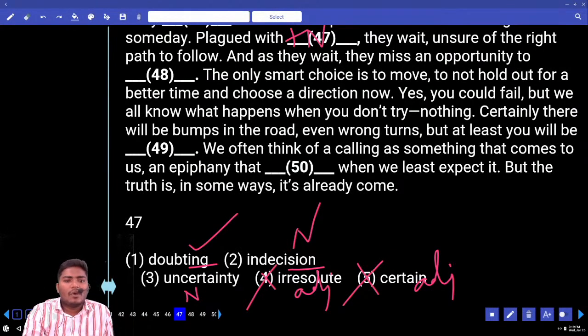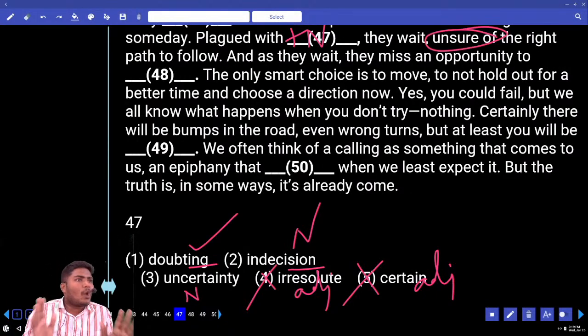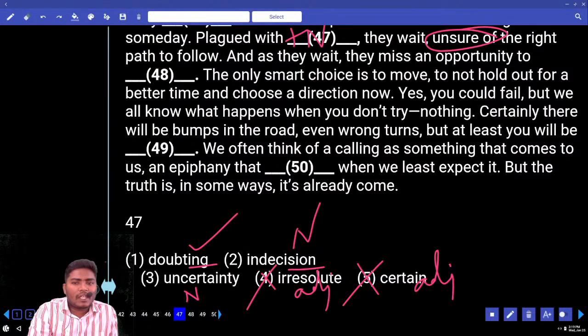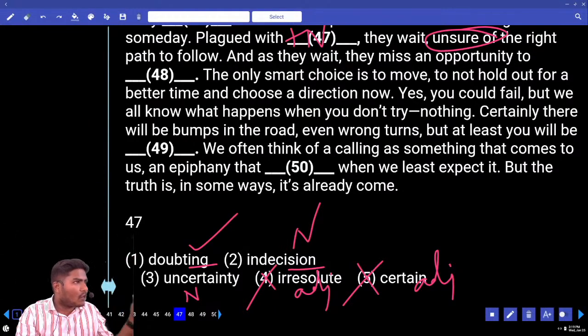Read the sentence. "Plod with dash, they wait unsure." We have to go with the same context of unsure. They don't know what to do. That is the meaning we have to get here. Now, "they plod with doubting, they wait", "plod with indecision, they wait", "plod with uncertainty, they wait". They don't know what to do, which decision to take. We have to go with that meaning.